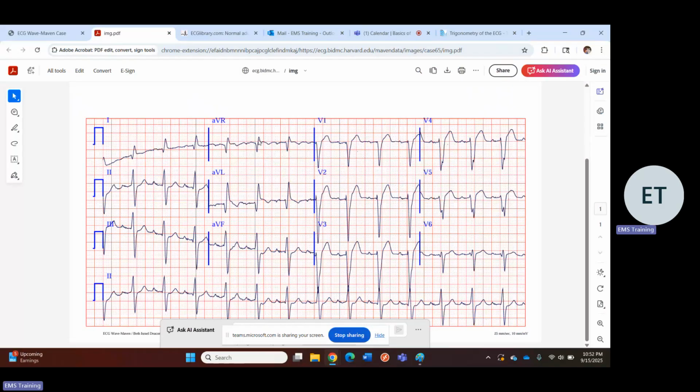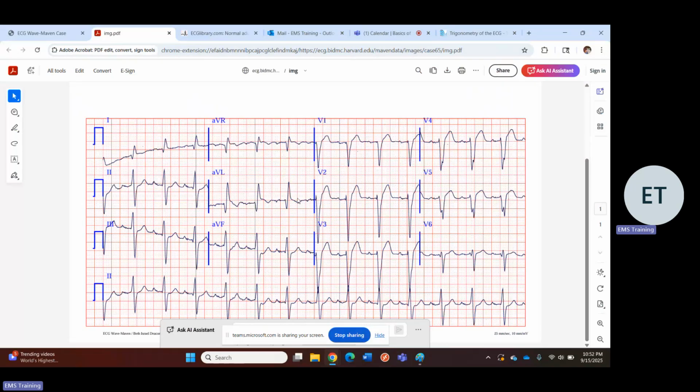There's an R prime here, which is kind of abnormal. There's a Q wave here, and there's a Q wave here. So this is the same area of the heart, one in AVL or the high lateral leads, and there's Q waves there. So that could indicate some sort of past MI.